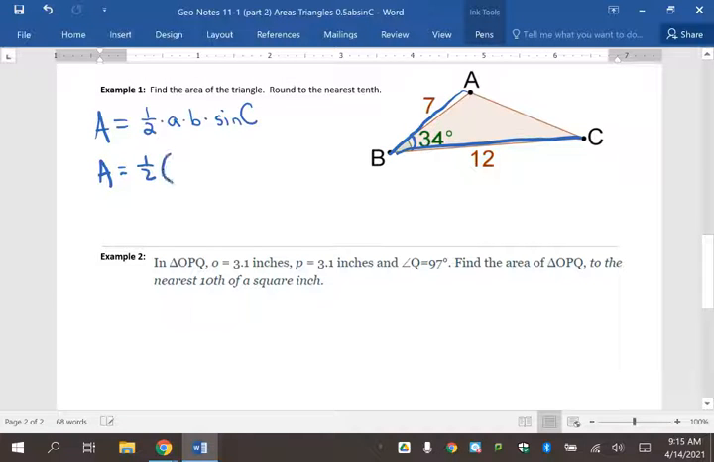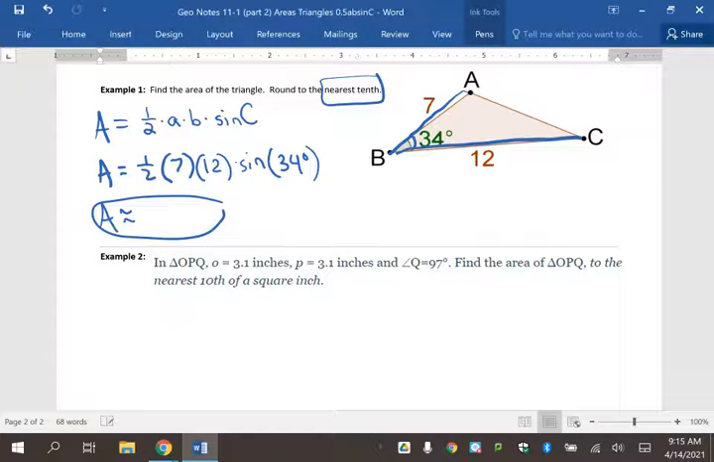We'll plug in the numbers. So our A and B, it doesn't matter if you say 7 and 12 or 12 and 7, and then times sine of your angle 34 degrees. Make sure you're in degree mode in your calculator. Put this in your calculator, and the directions tell us to round to the nearest tenth. So let's go ahead and do that. 1 divided by 2 times 7 times 12 times sine 34, close parentheses, and we get 23.48, so 23.5 rounded to the nearest tenth.